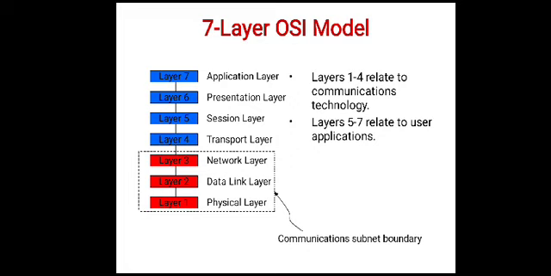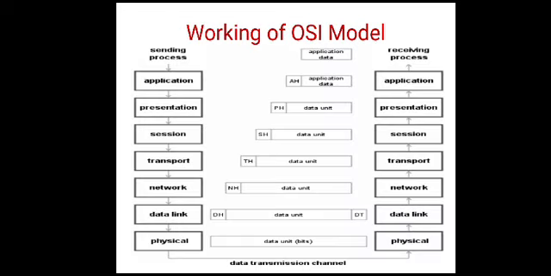And the transport layer is known as the heart of the OSI model because it establishes a connection between software and hardware layers. This figure explains the working of the OSI model in which the sending of data is done from top to bottom and the receiving is done from bottom to top.